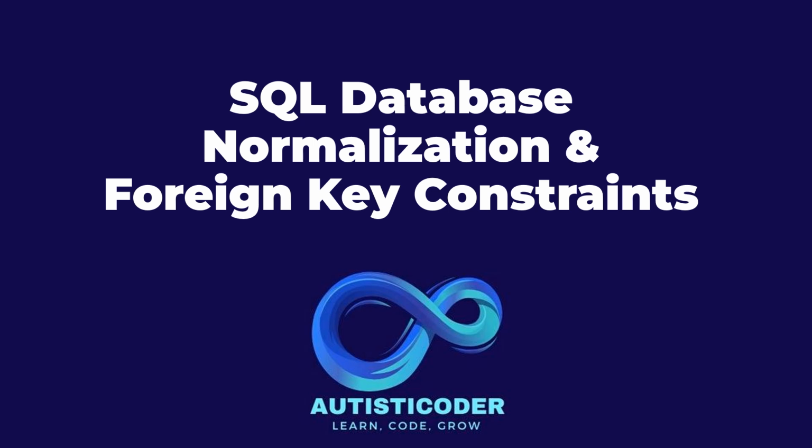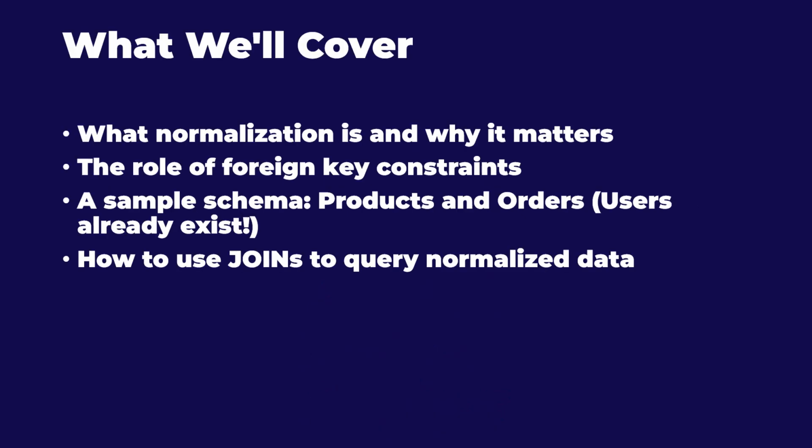In this tutorial, we're diving into database normalization and foreign key constraints using a practical example with users, products, and orders. We'll talk about what normalization is, how foreign keys keep your data consistent, and walk through a real example using the users table we already created, plus two new tables, products and orders.